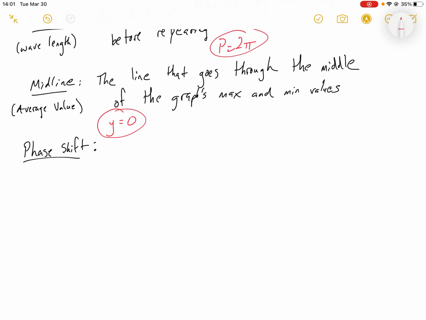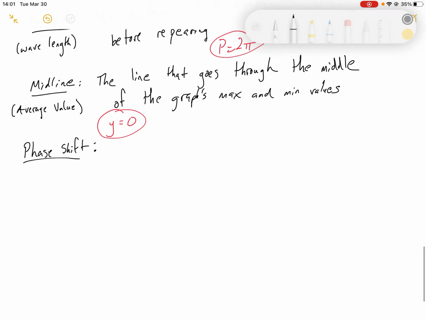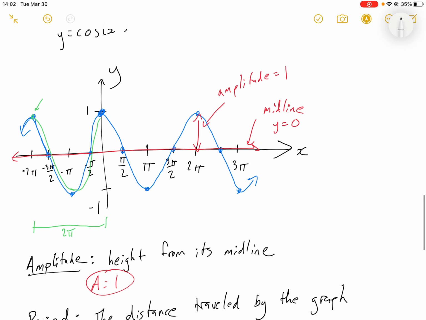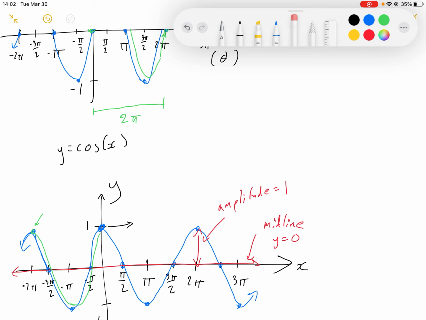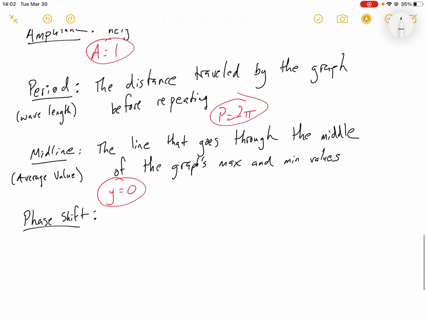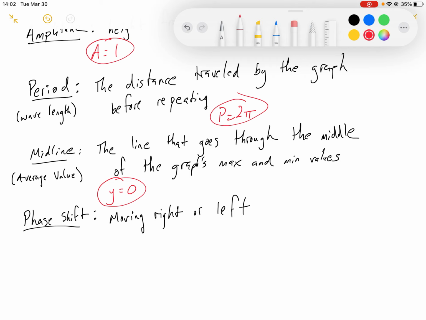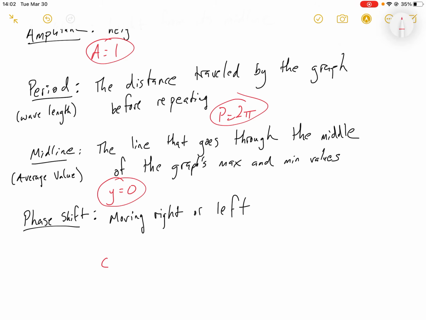And then the phase shift just means, did we move left or right? So sometimes you don't necessarily want to start a sine function at 0. You don't want to start a cosine function at 1. Sometimes you want to shift it away. And that's called the phase shift. So we'll come back to phase shift more in some of the examples we see. So this is just moving right or left. And in this case, I'll just call this C, and we're going to say C equals 0.